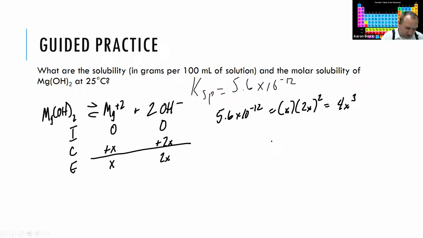If I solve it out, 5.6 times 10 to the negative 12th divided by 4 gives me 1.4 times 10 to the negative 12th is equal to x cubed. X is the cube root of that, which is 1.1 times 10 to the negative 4th.